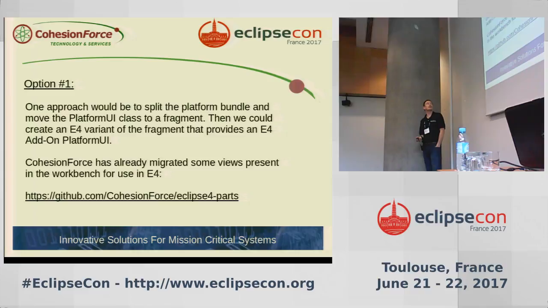We have already migrated some views in E4. This was done probably 2 or 3 years ago when we moved from, I think, Juno to Kepler. But wow, that would have been more than 2 years ago. Anyway, things like the properties view, the progress view, several of the dialogues, like an element selection dialog, things like that, we have already migrated. You can see the GitHub there where we have that. It's been in use in production for about 3 years now. The production right now is only using the progress view hooked in with the jobs that get run. So that's that. So again, your option here.